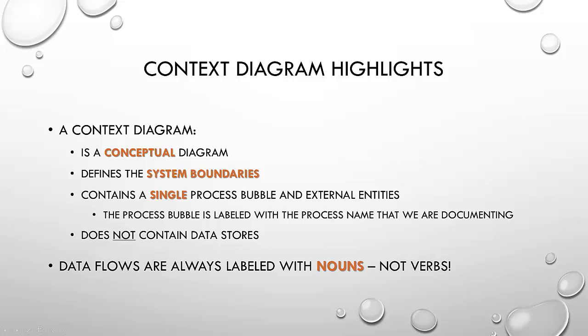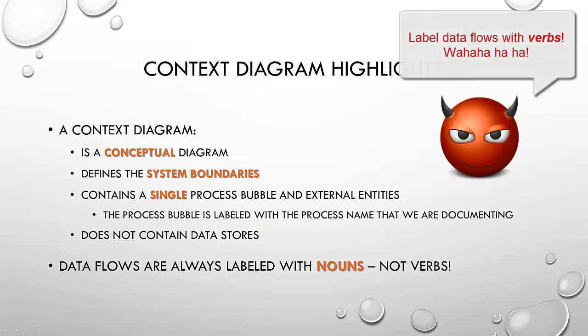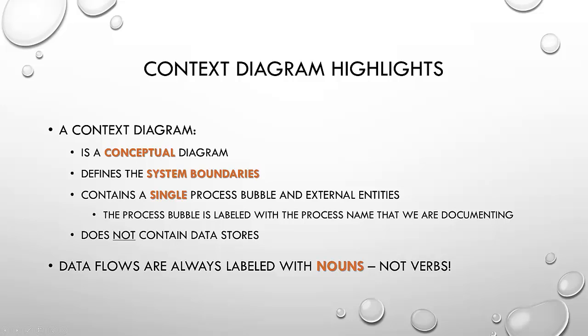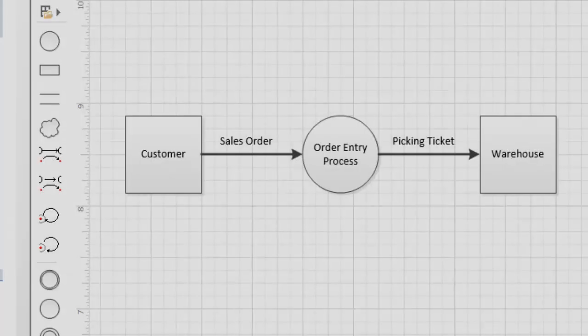Now, in general, with data flow diagrams, data flows in all of the diagrams are always labeled with nouns, not verbs. So if you can resist the temptation to label data flows with verbs and to put more than a single bubble on the context diagram, you are well on your way to mastering this step of systems documentation. That concludes this segment. In the next segment, we're going to show you how to create physical data flow diagrams.